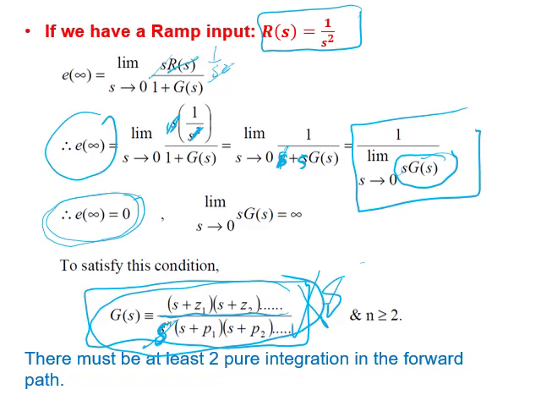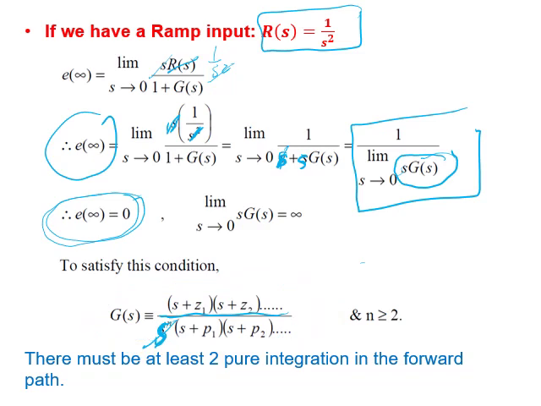We will have n equal to 2 or more. What is the meaning of that? If n equal to 2, that means, let me put a small example here for you to catch what I mean. Let us say g of s equal to 1 over s plus 1. If I want to calculate the error for this one, it's going to be the limit of s into s plus 1.